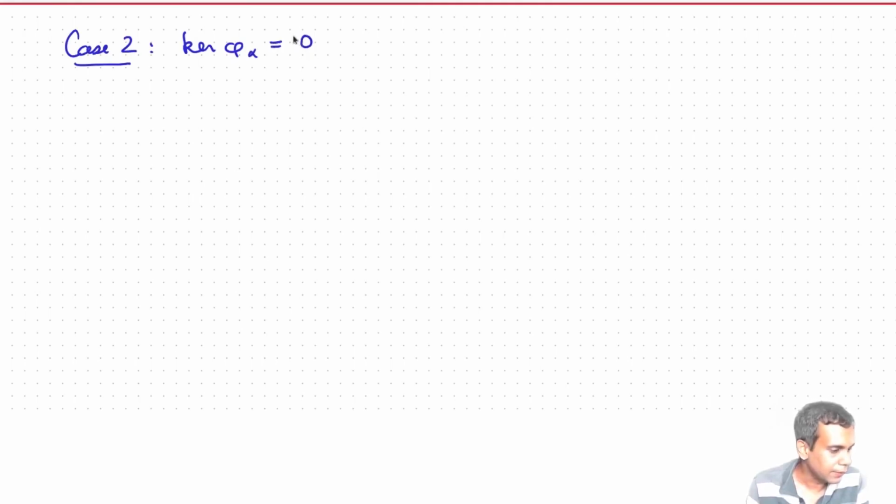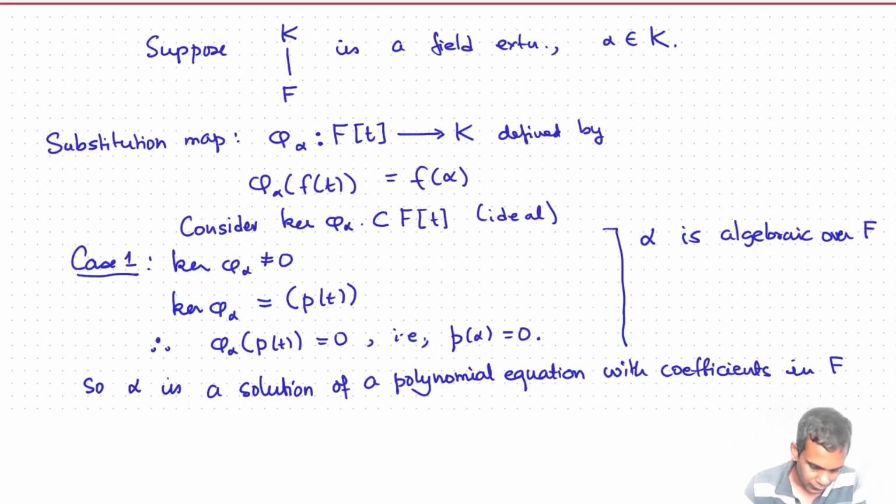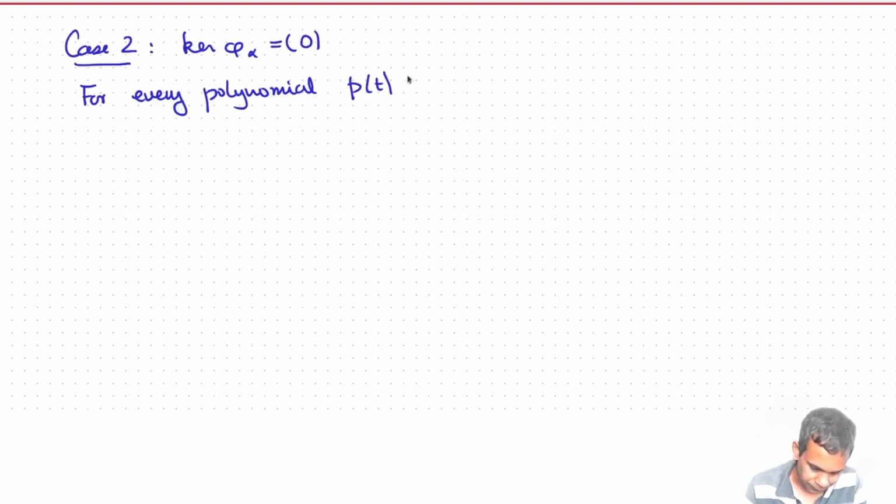The second case is where the kernel of phi alpha is trivial. In this case, for every polynomial P(t), so we're looking at polynomials with coefficients in F. For every polynomial P(t) in F[t], P of alpha is non-zero. Okay, in other words, the substitution map is injective.